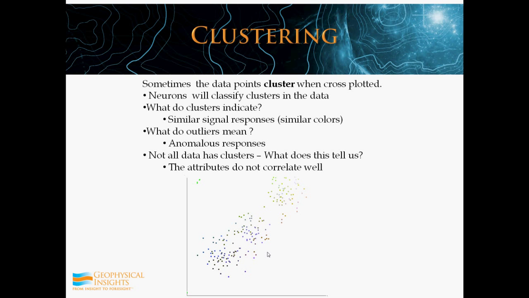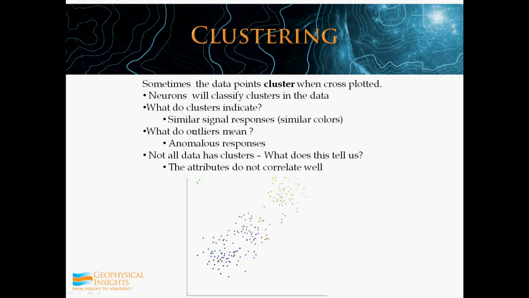And that brings us to clustering. Sometimes the data points naturally cluster when cross-plotted. That's easy to see when you're talking about two-dimensional or three-dimensional data. But when we go beyond three dimensions, it's not easy to visualize clustering. For instance, two-dimensional data has two attributes, and we can represent three-dimensional data with three attributes. But what happens when you have 25 attributes? You really couldn't see the clustering there.